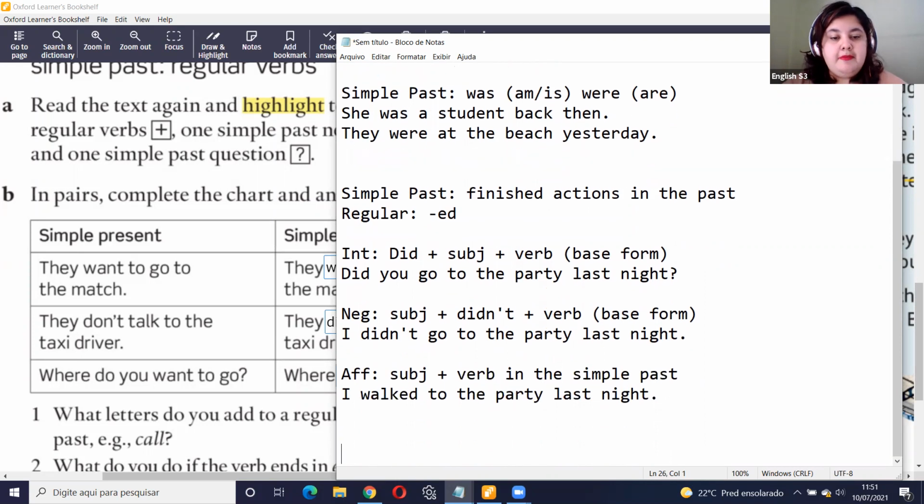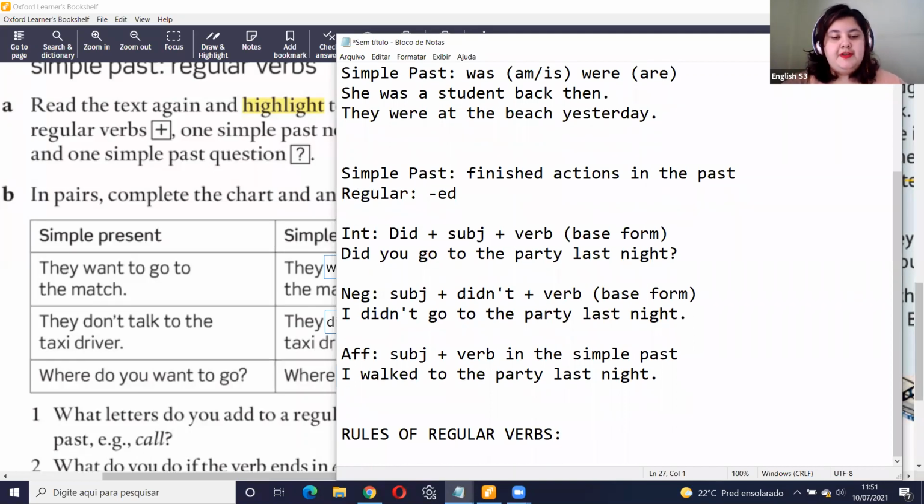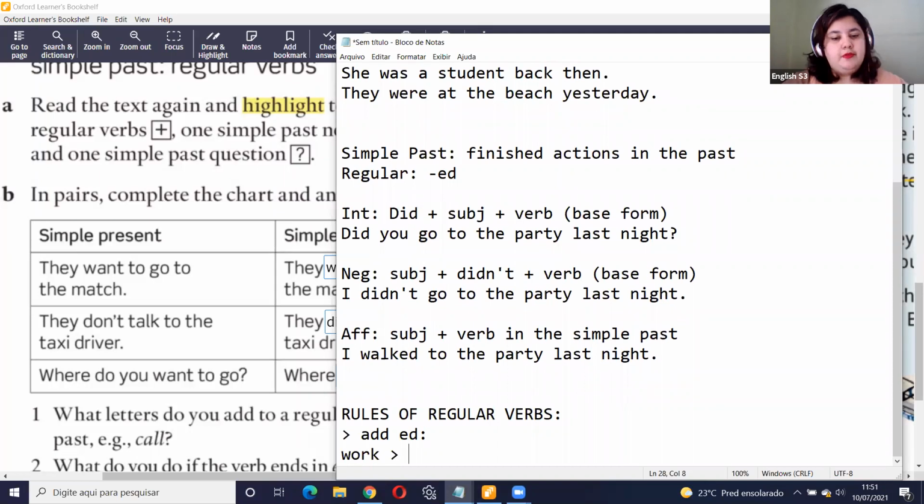Now, trying to remember the rules of regular verbs. Most verbs, you add ed. For instance, work, worked. Walk, walked.